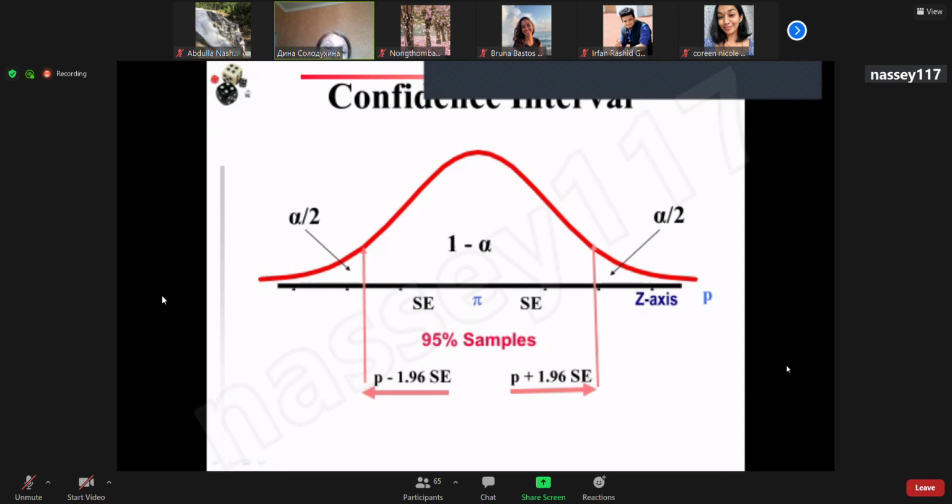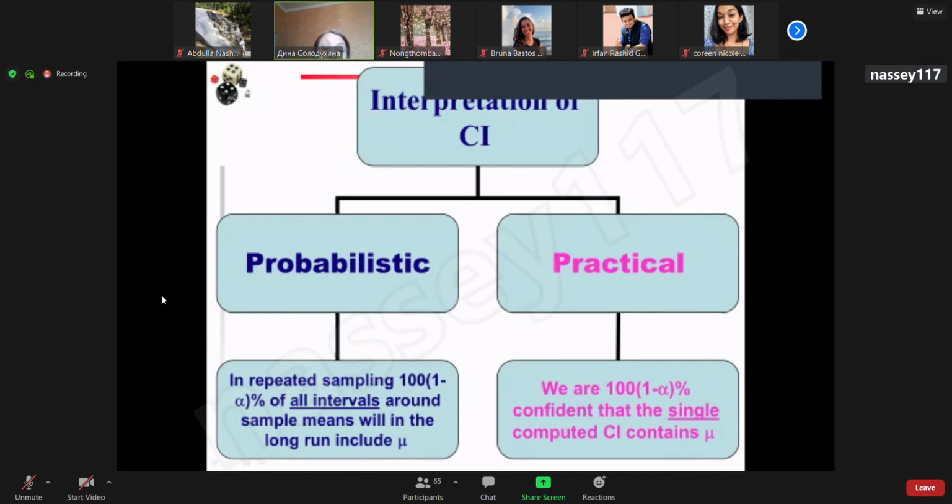How can we interpret confidence interval? There are two ways to interpret it. The first one is called probabilistic, like in statistical science where we use the laws of probability. Interpretation of confidence interval is that in repeated sampling, the certain percentage of all intervals around the sample means will be, in the long run, including population average.